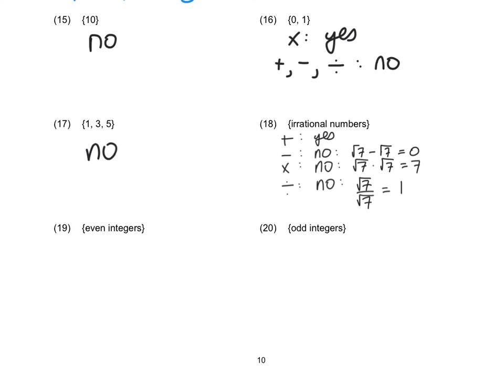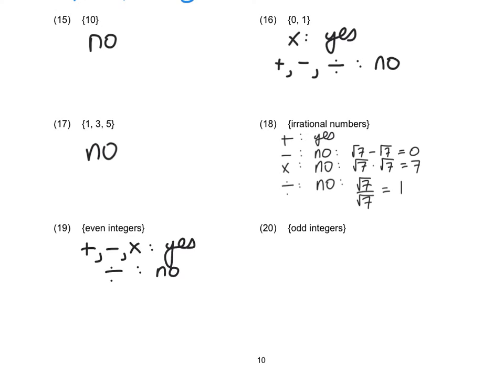Even integers. If I add two evens, will it be even? Yes. Subtract two evens, is it even? Yes. So addition and subtraction are both yes. Multiply? Yes. Divide? No. So these are all yes. Division is a big old no.